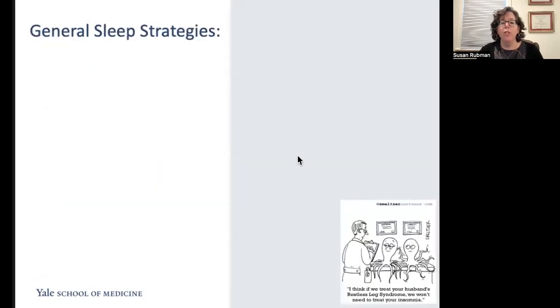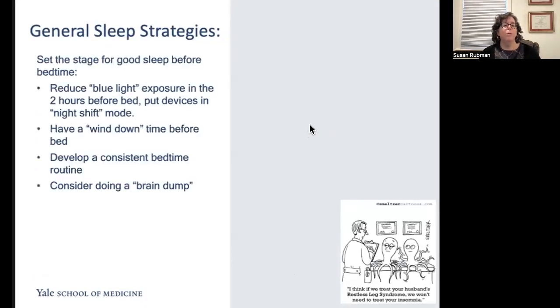General sleep strategies, and these are tips and tricks that are good for sleep for everybody. Set the stage for good sleep before bedtime. Make sure that the environment is conducive to sleep. Reduce our exposure to blue light that is often produced by handheld devices and sends an alerting signal to our brain. The blue light produced in these screens is similar to sunlight, which is a natural alarm clock for our brains. So we ask that folks try what's called night shift mode. It's a setting on our devices to eliminate the blue wavelengths.